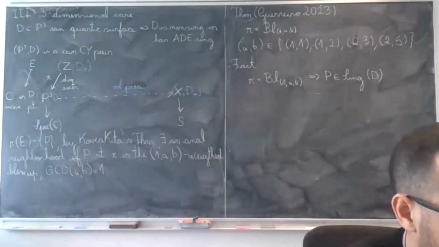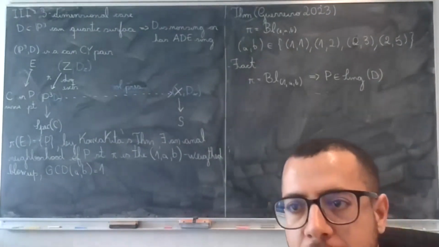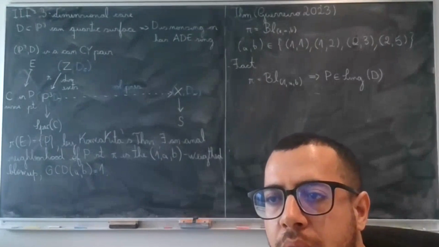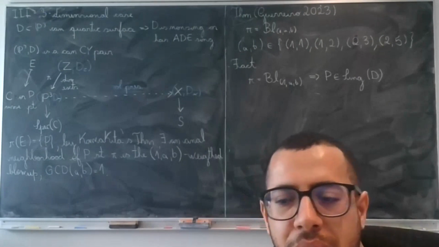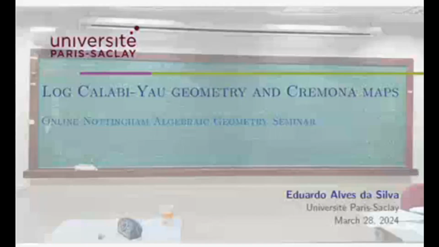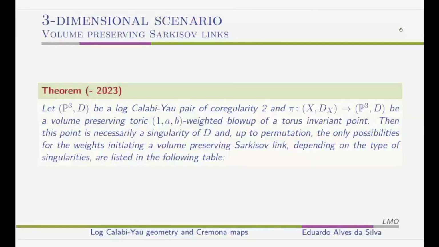Just a moment. Okay, can you see my slides? Yes, we can. Okay, this is just the statement of this theorem. So in this case, we can show that this pair has a discrete volume-preserving invariant, which is called coregularity. So the Calabi-Yau pair P3 with a canonical quartic surface is a Calabi-Yau pair of coregularity 2.